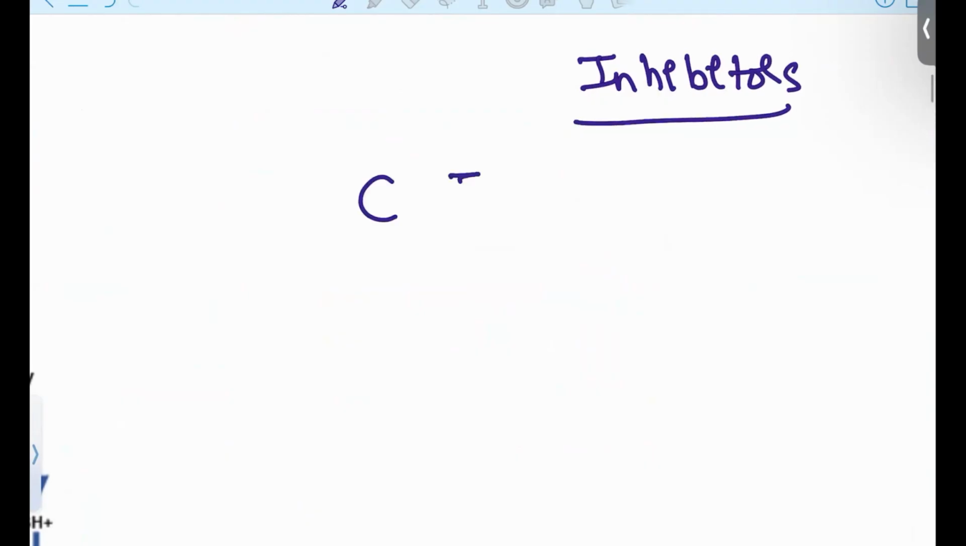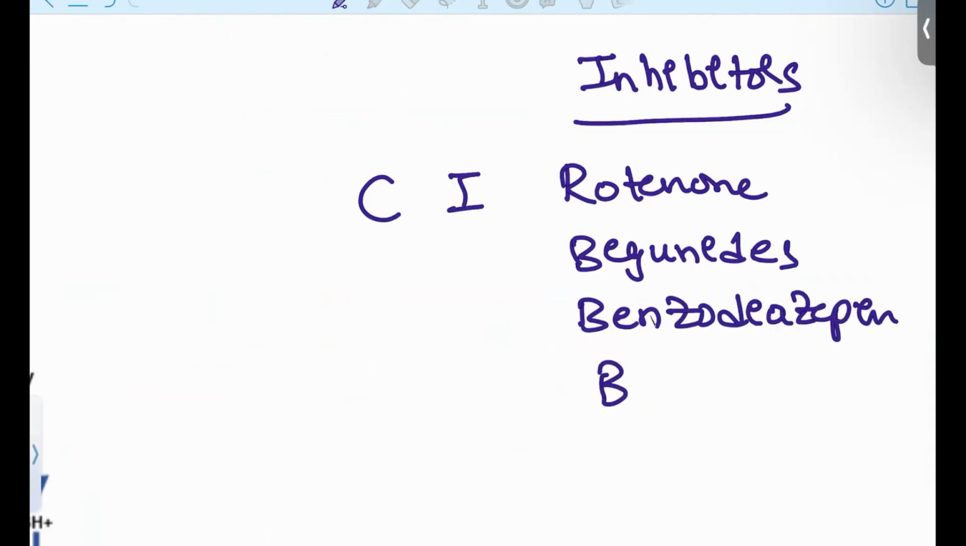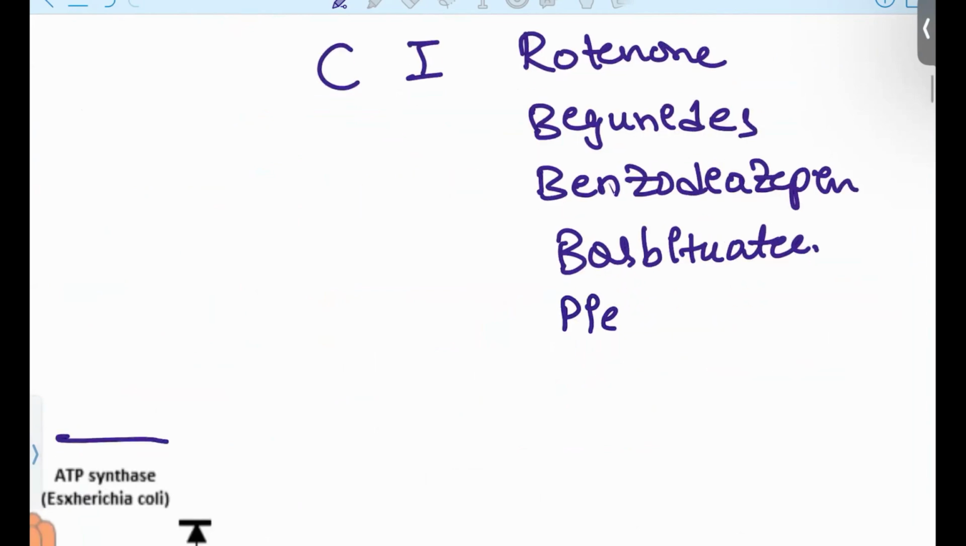What are those inhibitors that you have to remember? For complex 1, you have rotenone poisoning and also biguanides, and also benzodiazepines, barbiturates, and pyridine. This is also a type of poisoning, pyridine. These are your complex 1 inhibitors.